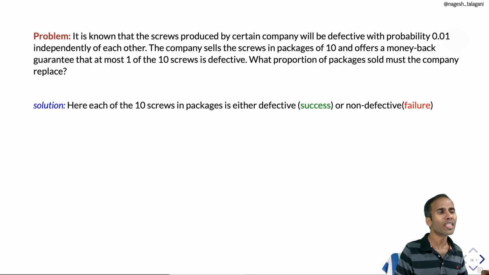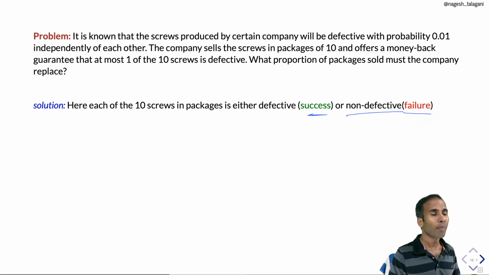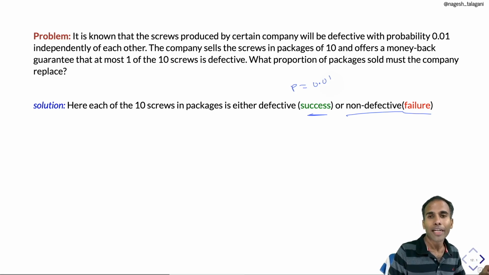Solution. Here each of the 10 screws in a package is either defective, which we are going to call success, or non-defective, which we are going to call failure. Okay. Here the probability of defective is 0.01. So the probability of success p is 0.01. Examining the package is like performing 10 independent identical Bernoulli trials, each with a probability of success p equal to 0.01. Okay.